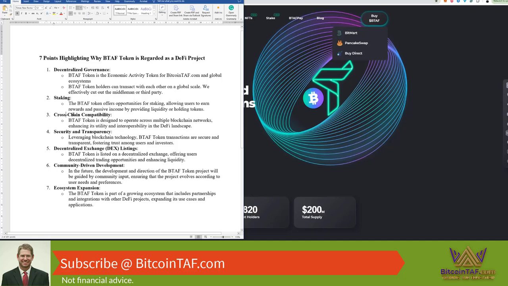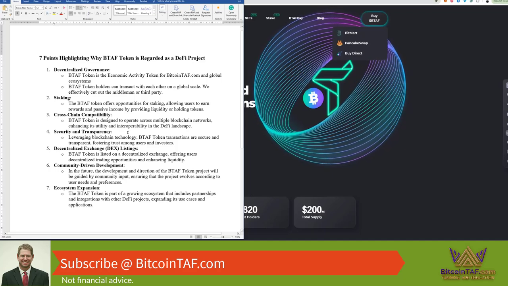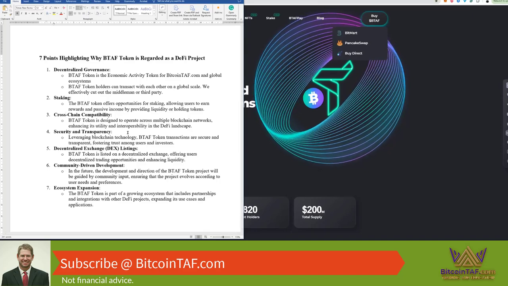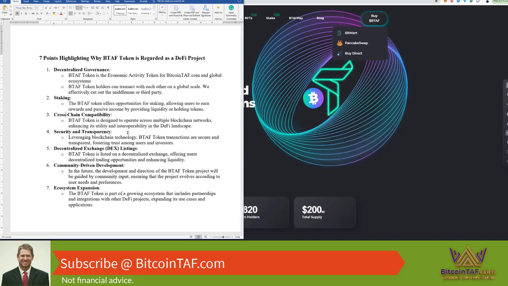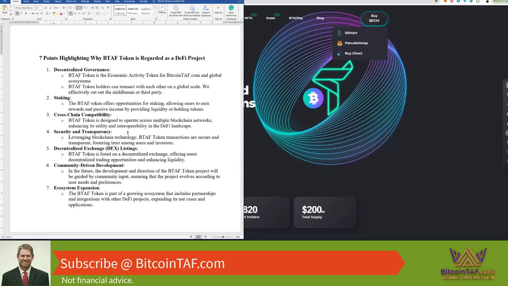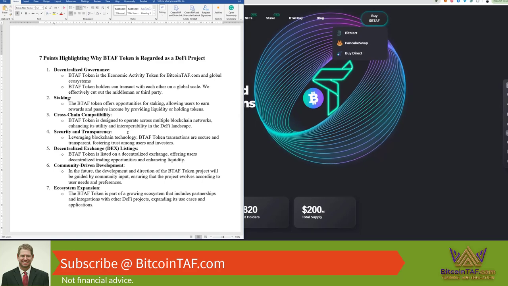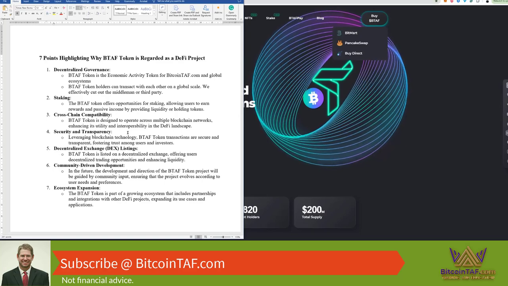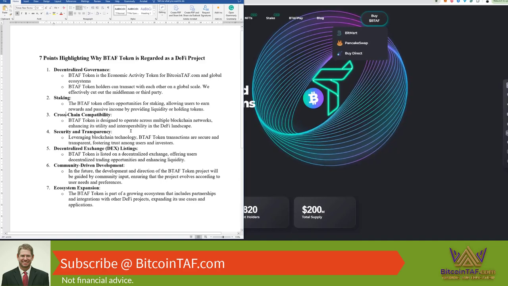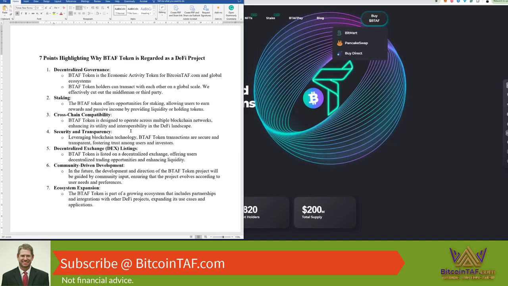Then we look at cross-chain compatibility. The BTAF token is designed to operate across multiple blockchains. And you'll see that in the future, although we are built on the BNB blockchain, because it's virtual machine operable, you'll be able to transact vice versa through Ethereum. I've seen some of that information come through, where it's so easy to take your Ethereum and buy BTAF tokens and, vice versa, sell your BTAF tokens into Ethereum.